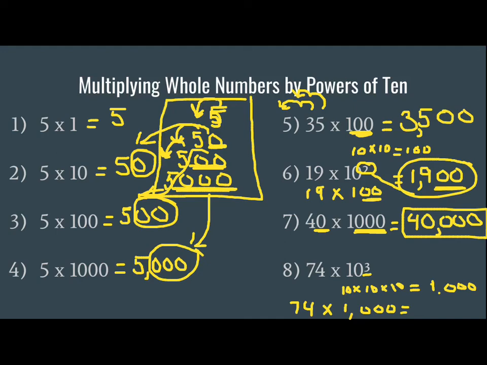And we're just going to do the same thing that we've been doing. How many places do we need to move our 74? Well, we need to move it 3 places. So we have 74, moving that 3 places, we're going to come up with 74,000. Now that's multiplying whole numbers by powers of 10. We're using zeros to get our numbers to the correct place value.